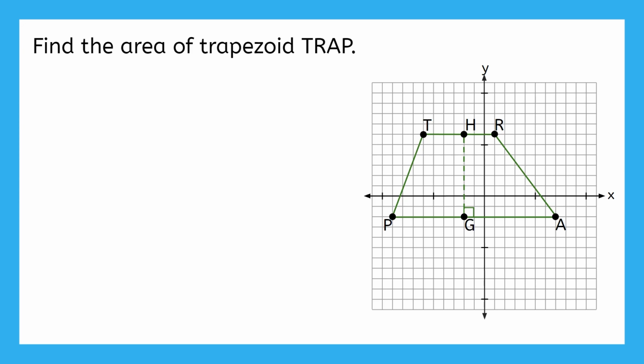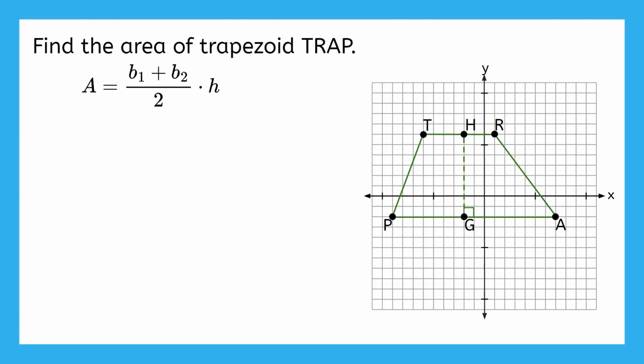This example says to find the area of trapezoid TRAP, which we can see graphed on the coordinate plane. Let's start with our area formula. Since we're finding the area of a trapezoid, what's the area formula for trapezoids? Yep, it's base 1 plus base 2 over 2 times the height. Which segments in this trapezoid represent the 2 bases and the height?